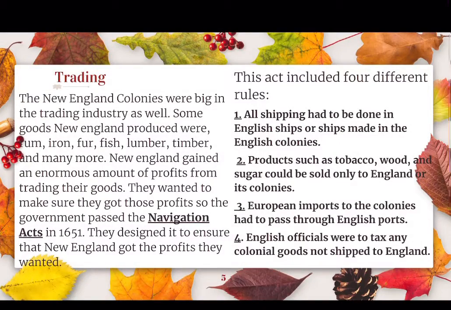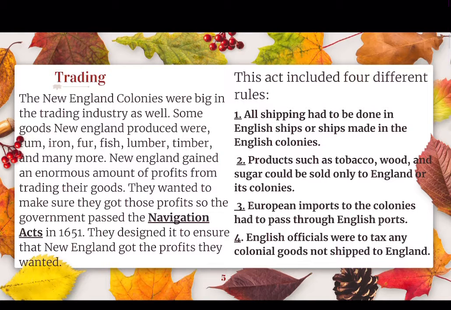Trading. The New England colonies were big in the trading industry as well. Some goods New England produced were rum, iron, fur, fish, lumber, and timber, and many more. New England gained an enormous amount of profits from trading their goods. They wanted to make sure they got those profits, so the government passed the Navigation Acts in 1651. They designed it to ensure that New England got the profits they wanted.